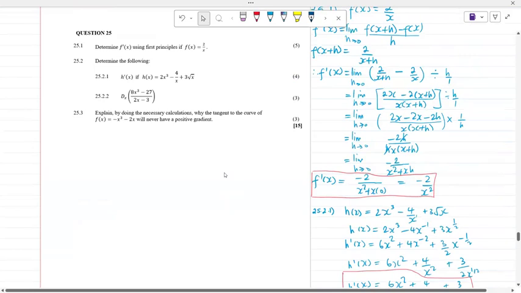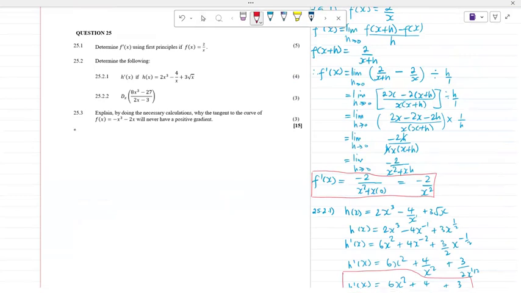So I'm going to answer this next question here in the space, in red. In red for danger. Right. They say: explain by doing the necessary calculations why the tangent to the curve of f of x equals minus x cubed minus 2x will never have a positive gradient. So we need to show that the derivative of this function will forever be negative for all values of x. So let's go and find the derivative of this.